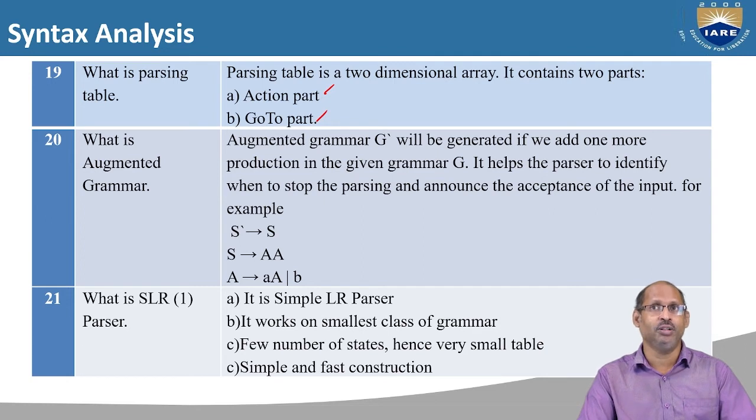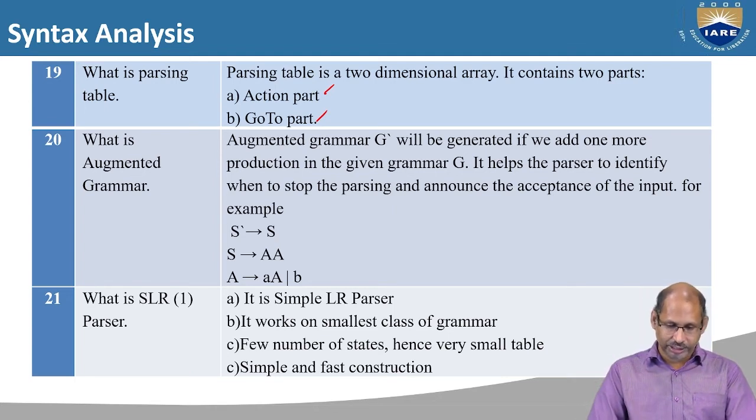This parsing table will have the states and the terminal symbols in the action part, and non-terminal symbols in the goto part, filled with the shift action, reduce action, or accept. These actions are filled in the parsing table under the terminal columns, that is the action part, and the non-terminal columns, that is the goto part.